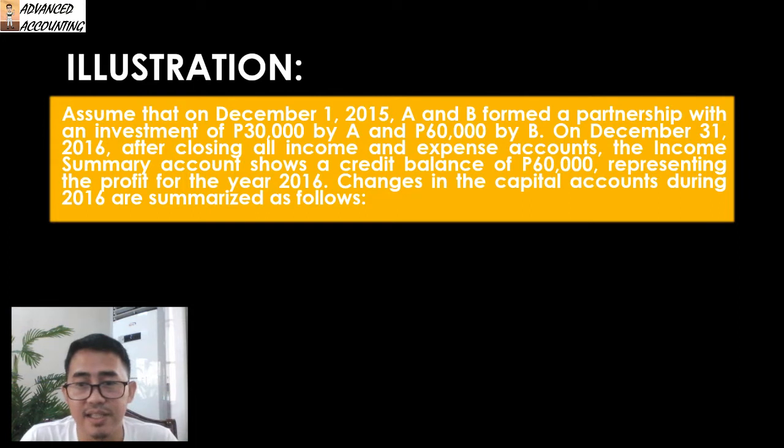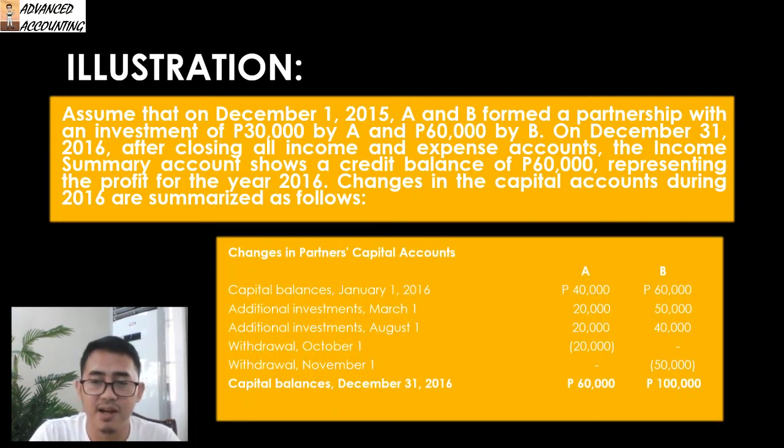So changes in the capital accounts during 2016 are as follows. So these are the changes in the capital accounts of the partners. So first, we have here the beginning balance. On January 1, 2016, for A, it's 40,000, and for B, it's 60,000. We have additional investments. So both of them made additional investments on March 1. For A, 20,000, and B, 50,000. Both of them again made additional investments on August 1. For A, 20,000, and for B, 40,000.